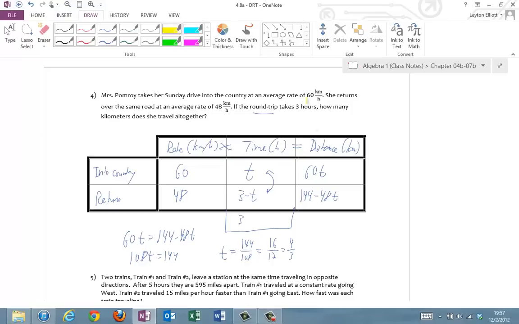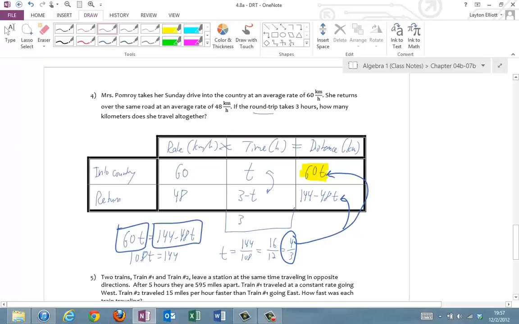It wants to know how many kilometers she travels altogether. So really, what it wants to know is the distance. Technically, it wants the total distance, but let's just find the distance into the country and then double it. Strictly speaking, I should be able to take this and plug it into here or here. It should be the same thing because the two sides were equal to each other. Regardless, I think it's easier to do 60 times 4/3. 60 divided by 3 is 20, and 20 times 4 is 80.